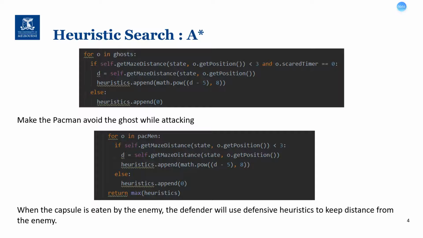Next, we will move on to the A-star algorithm with the decision tree approach. In this method, we implemented a heuristic which helps the Pac-Man get away from the ghost when attacking. As you can see, when the ghosts become closer to the Pac-Man, the value of the heuristic will be larger and the Pac-Man will choose the way that is far away from the ghost. When the capsule is eaten by the enemy, the defending agent will use the defensive heuristic to keep its distance from the enemy. The decision tree is used to tell the Pac-Man about its destination in different situations, and we clarified the specific strategies of the agents in the following demos.